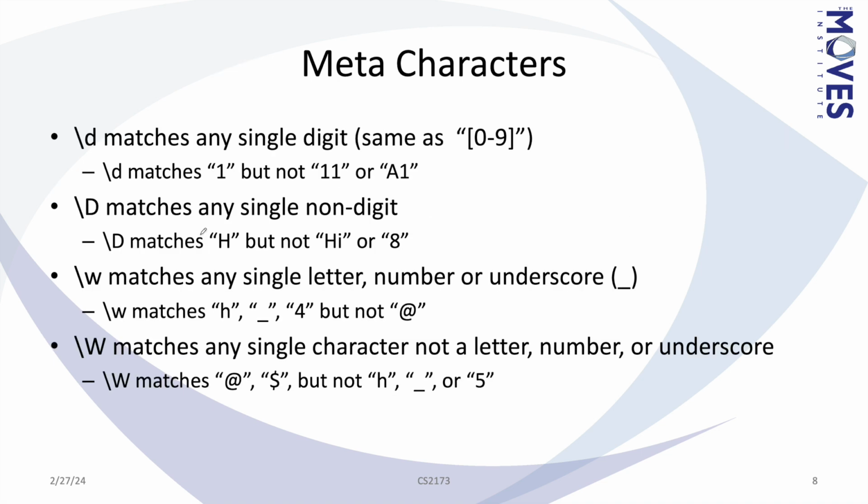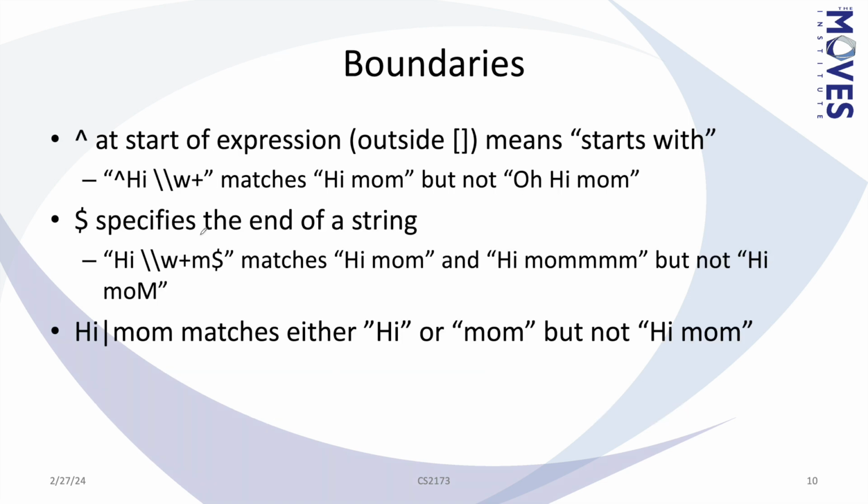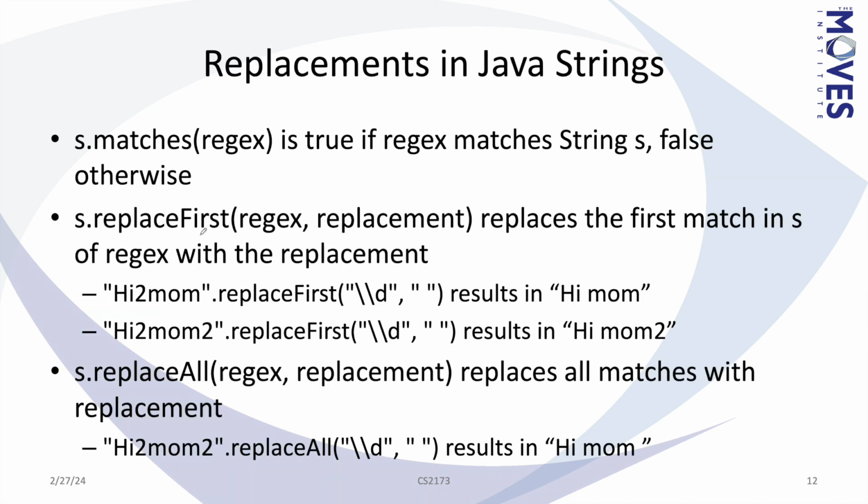So backslash lowercase d is a single digit, backslash uppercase d is the opposite. So the convention is, if the lowercase meta character matches something, then if you turn it into an uppercase, it doesn't match it. And then white space, this is a nice one. And then the boundaries. And then, yeah, I think we made it to replacements.